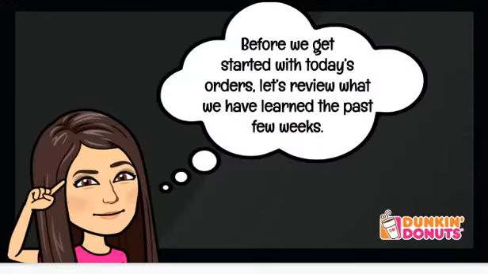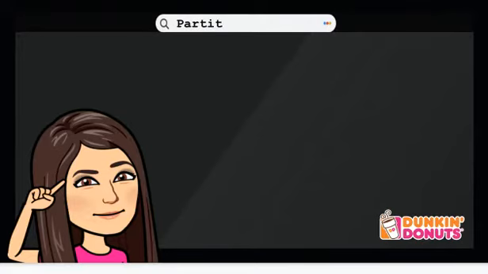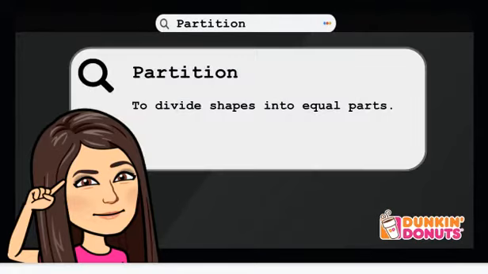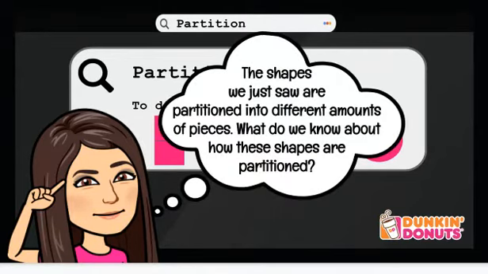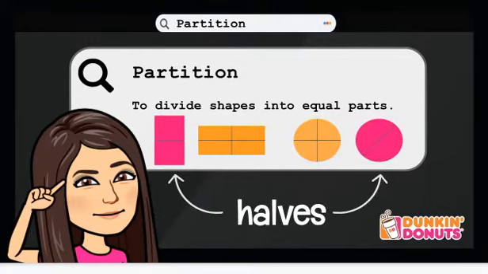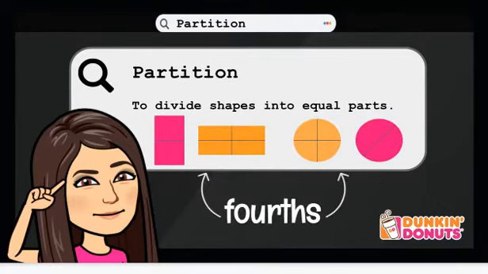Before we get started with today's orders, let's review what we have learned the past few weeks. Partition: to divide shapes into equal parts. Here we have some shapes that have been divided into equal parts. The shapes we just saw are partitioned into different amounts of pieces. What do we know about how these shapes are partitioned? Well, we have some shapes that are partitioned into halves and some that are partitioned into fourths.